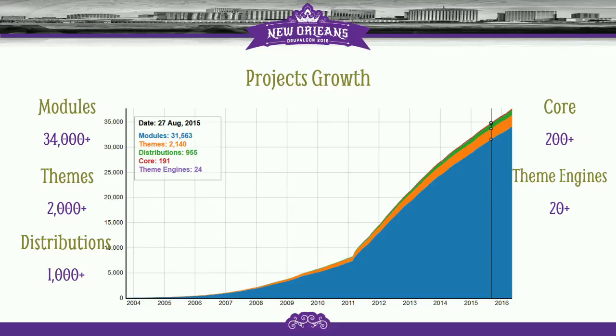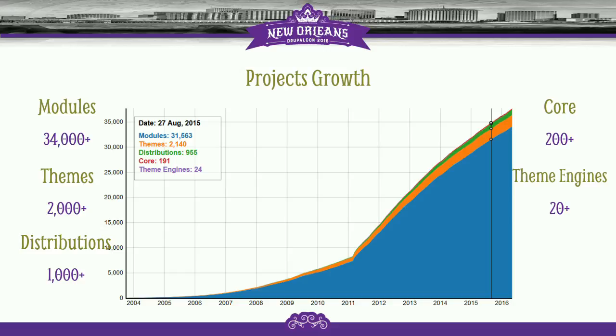So let's jump in. Projects are an important point of community, and it's useful to know how they are growing. This chart shows the growth of all the projects since the beginning, which is around 2004. As of right now we have about 34,000 plus modules, 2,000 themes, 1,000 distributions or so, and 200 core projects.